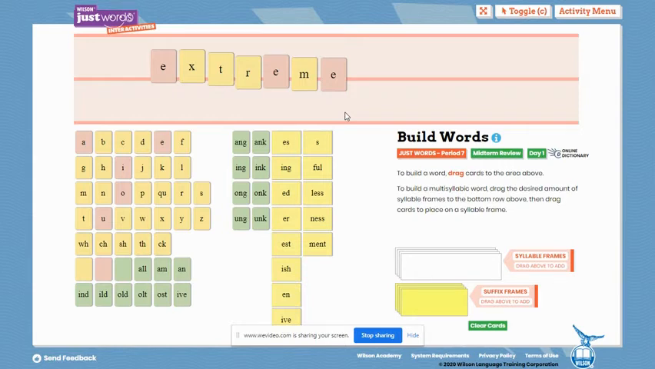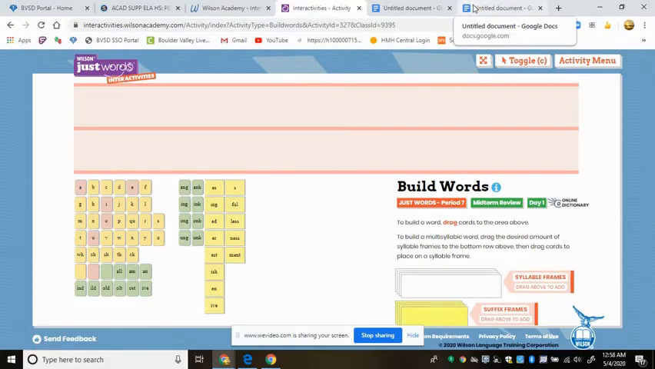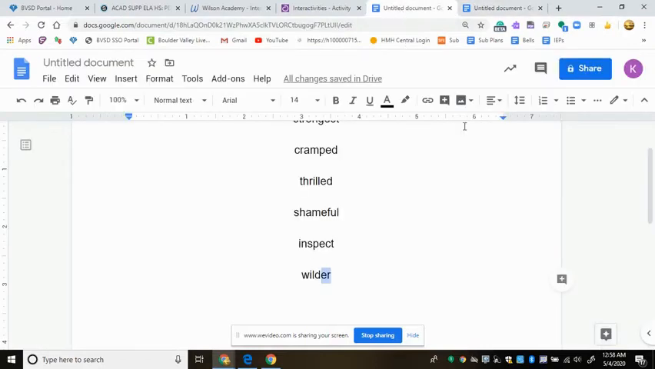Now we're going to review word structures. So we're going to back out of this, and you're going to need that piece of paper again that you had out before with that list of words. So I'm going to have you write down some words, copy them down. The words that I'm going to have you copy down are on this list right here.